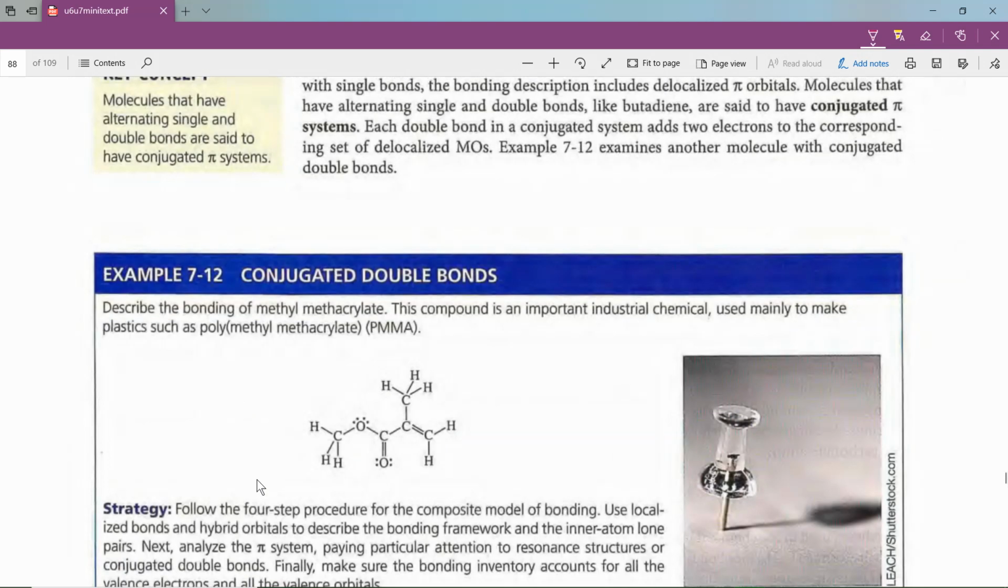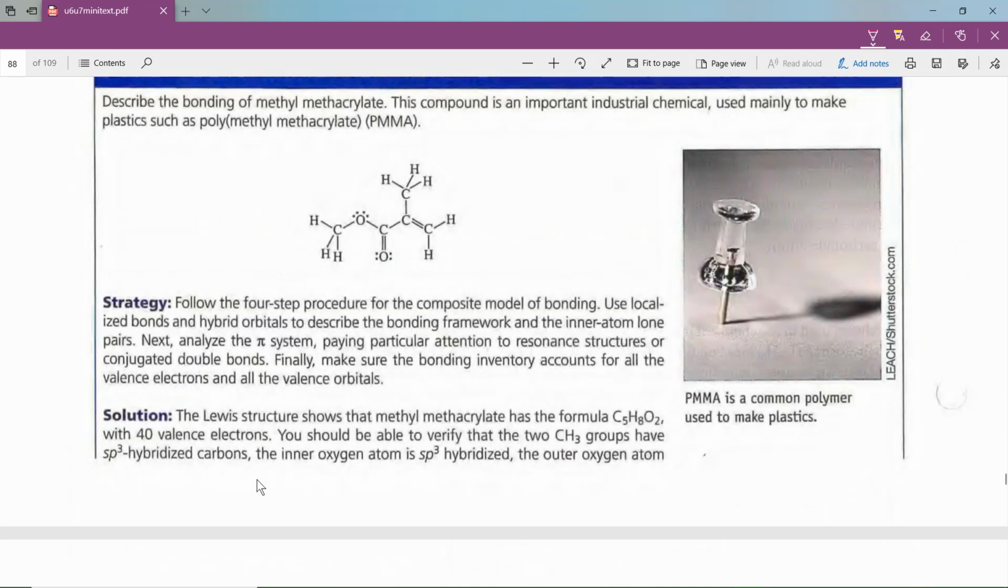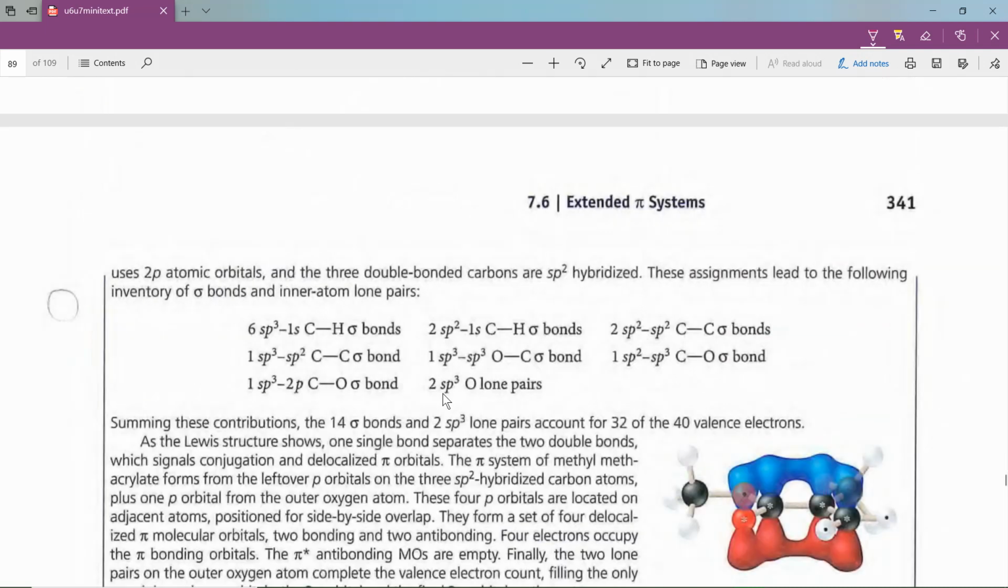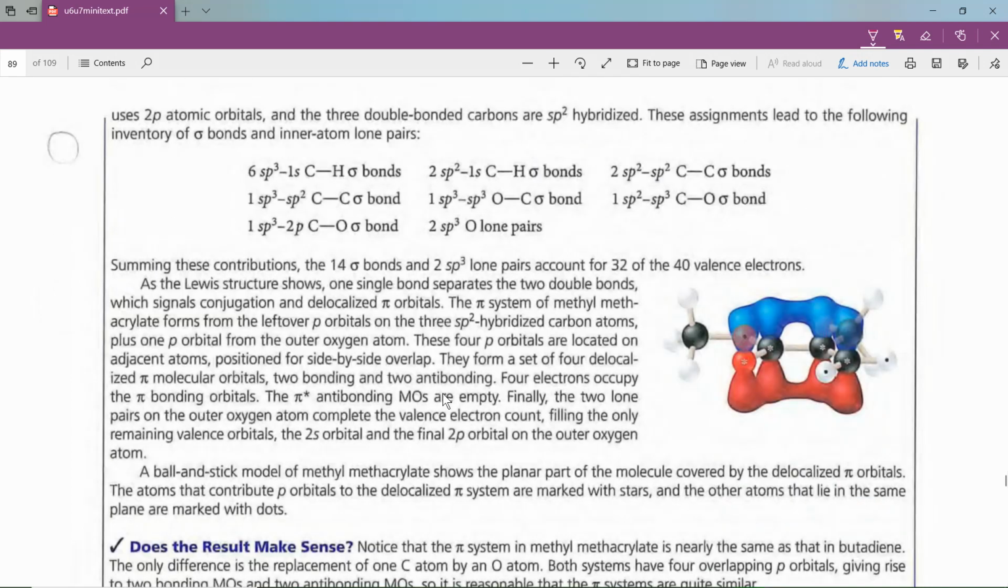So here's an example of one, methyl methacrylate, and we see here that we have, is it conjugated? We got single, we got double, single, single, single. No, it's not conjugated. This is going to be localized. Analyze the pi system. Okay, just draw it and talk about the hybridization, and you'll see that they say there's conjugation. Where is their conjugation? I don't see the conjugation.